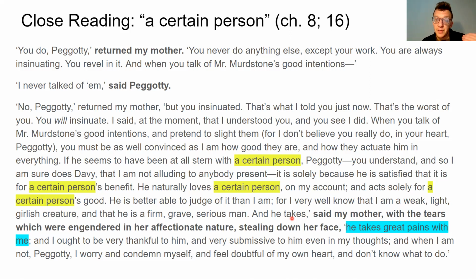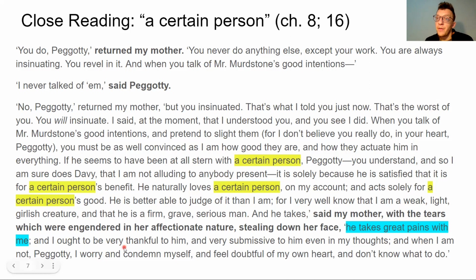We then finish this moment, but pay attention here. "Said my mother," with the tears which were engendered in her affectionate nature "stealing down her face," right? She's just had a baby, so we have an interesting thing with engendering. We have stealing, we have this kind of like, Murdstone is the person stealing youth from her. "He takes great pains." Yes, he does. He causes her great pain with me.